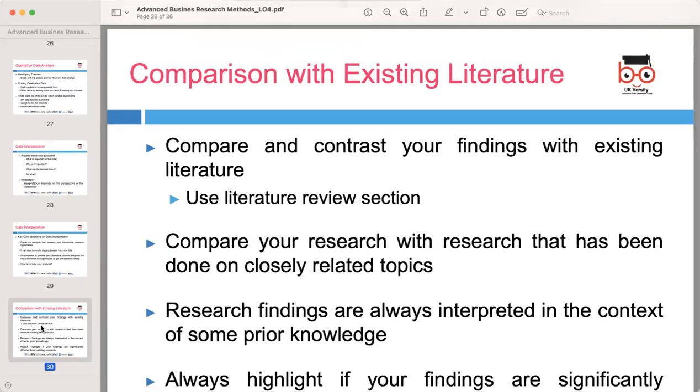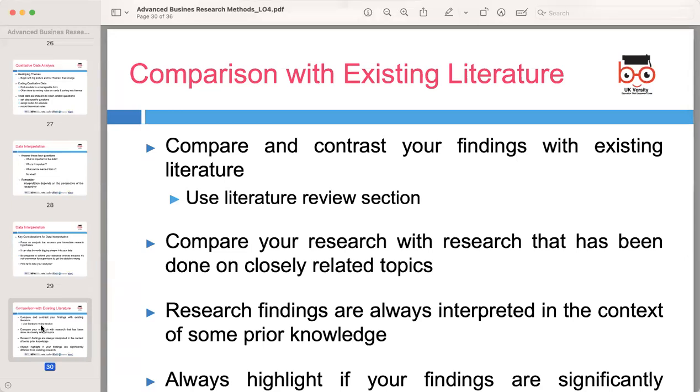Okay, comparison with existing literature. Compare and contrast your findings with existing literature. Use the literature review section. Compare your research with research that has been done on closely related topics. When comparing our research with existing studies, we found several similarities and differences.